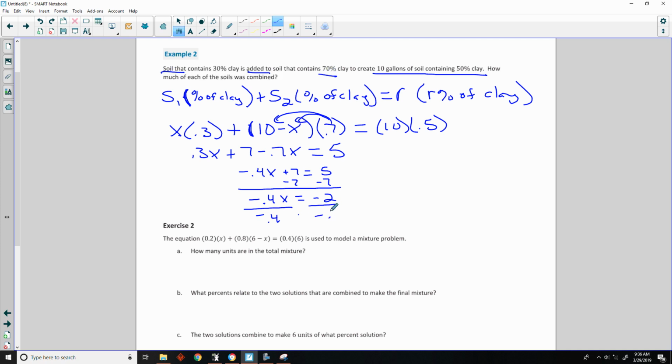Divide by negative 0.4. These cancel, and I get x equals negative divided by a negative is positive, and 2 divided by 0.4 is 5. So the question is, how much of each soil was combined? So 5 gallons, x equals 5. And that was my S sub 1. So there was 5 gallons of 30% clay soil.